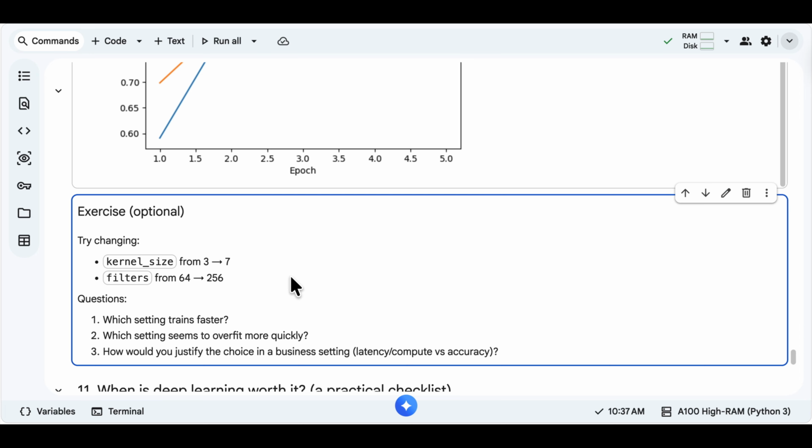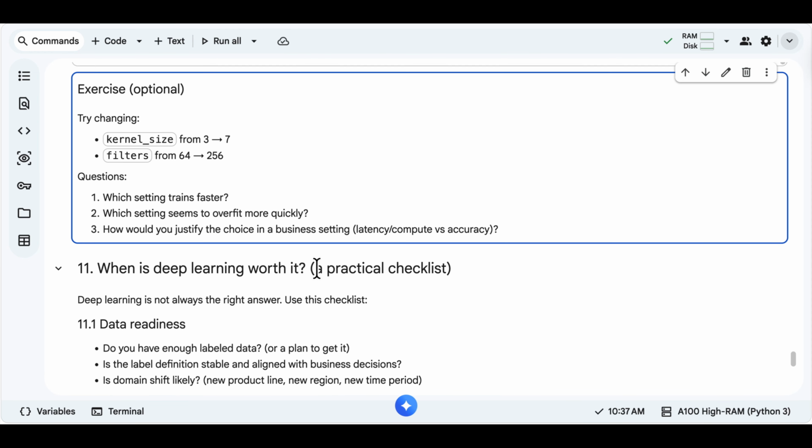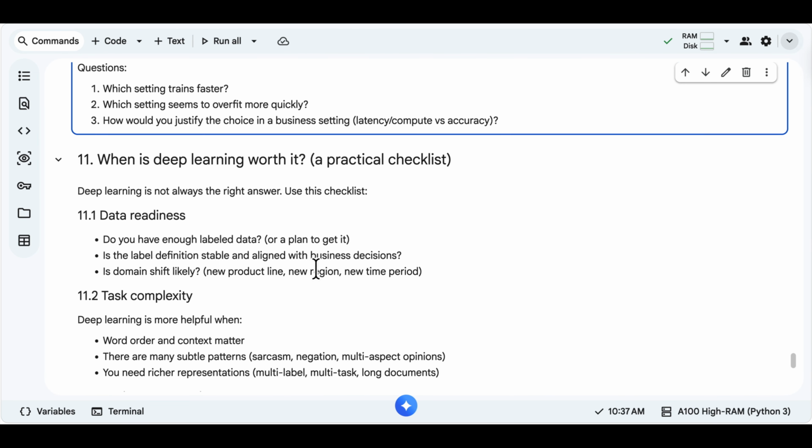Usually, the smaller CNN trains faster. A larger kernel makes training somewhat slower, and increasing filters from 64 to 256 usually makes it much slower. The 256 filter model also tends to overfit more quickly because it has much more capacity. In business, we should not choose the biggest model just because it is more powerful. We should choose the model that gives the best balance of accuracy, speed, stability, and deployment cost.